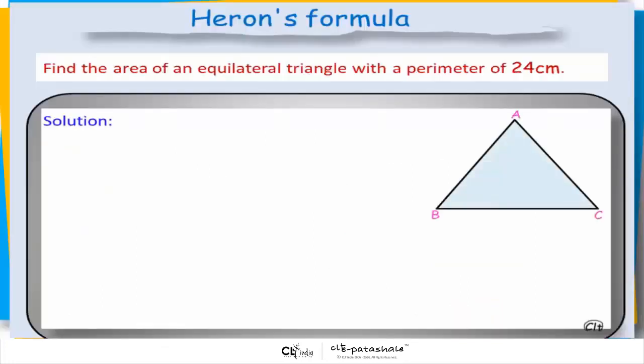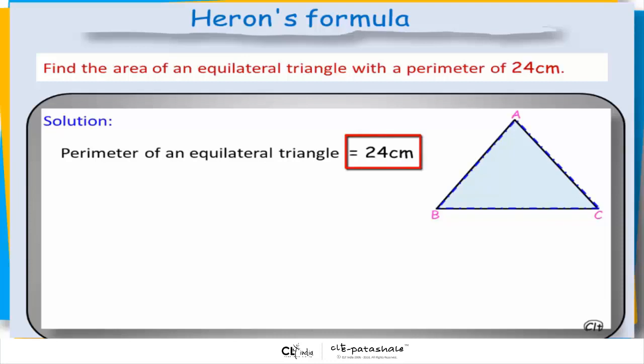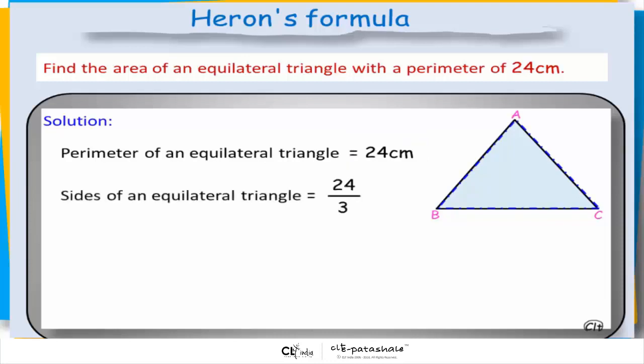Find the area of an equilateral triangle with a perimeter of 24 centimeters. Solution. Perimeter of an equilateral triangle is equal to 24 centimeters. So the side of this equilateral triangle is equal to 24 divided by 3 as all the sides are equal. So each side of this equilateral triangle is equal to 8 centimeters.